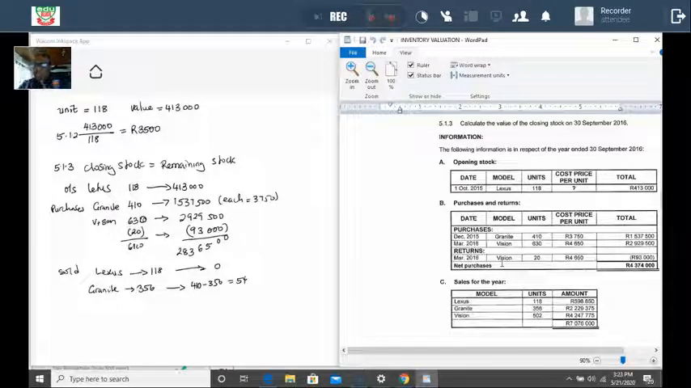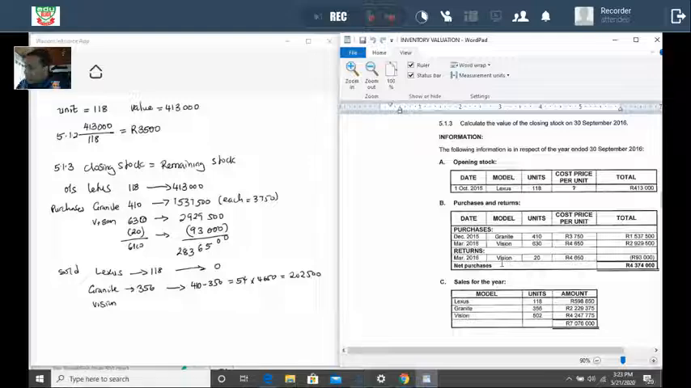And what was the price for each of them when we put them? Go ahead, look at the closing stock times 4,650. That gives us 202,500.